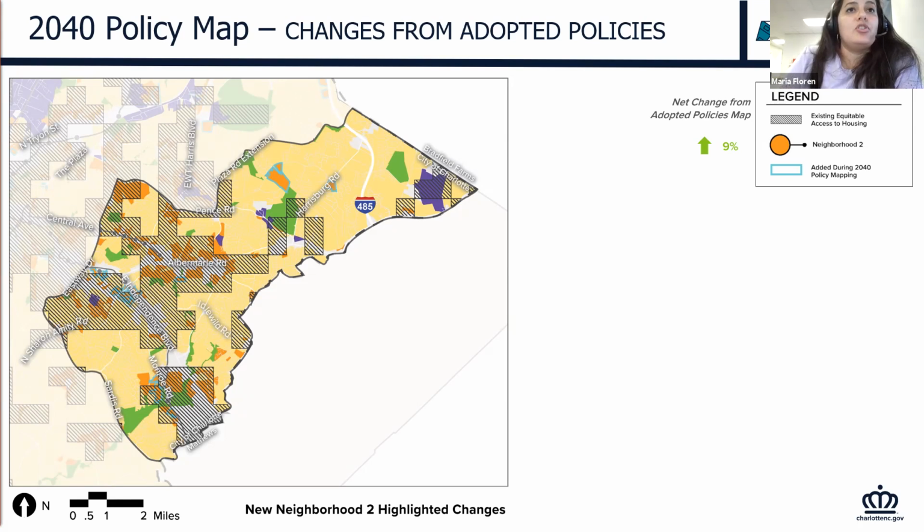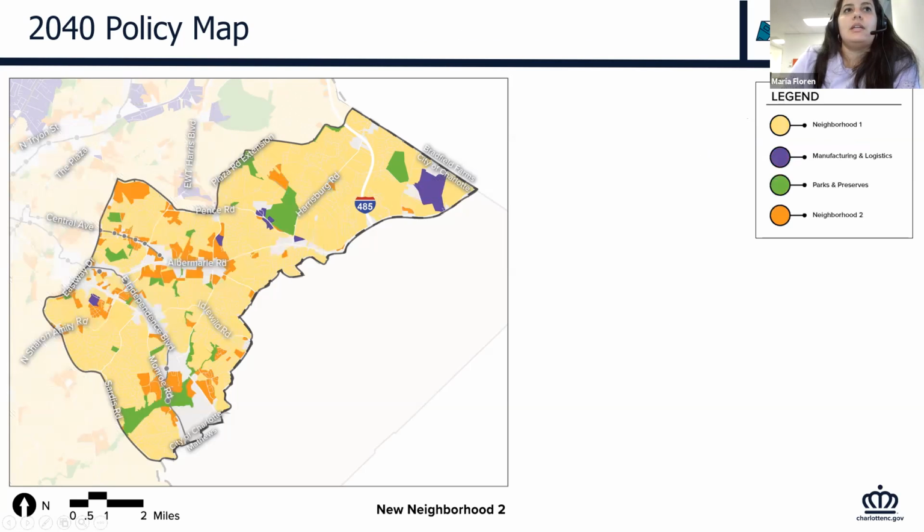So in some areas, neighborhood 2 was already mapped based on adopted policies, in the areas highlighted in blue. So can you guys see my mouse? You can, okay. So here and some here and here. The areas highlighted in blue show where neighborhood 2 was recommended as part of this step. And here you can see all of those first 4 place types on the policy map: neighborhood 1, manufacturing and logistics, parks and preserves, and neighborhood 2.